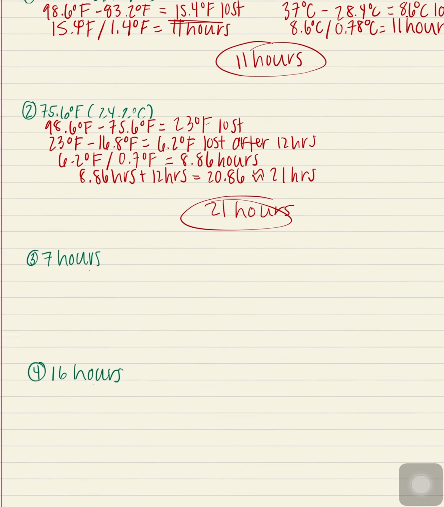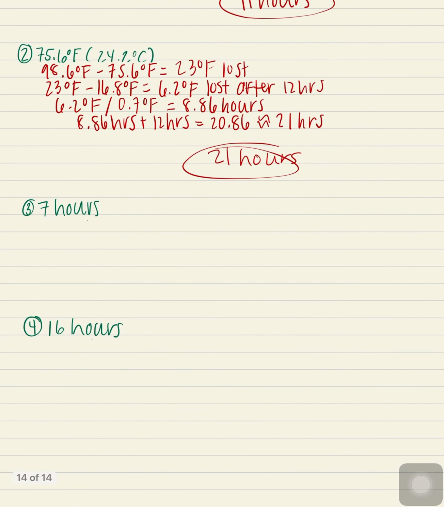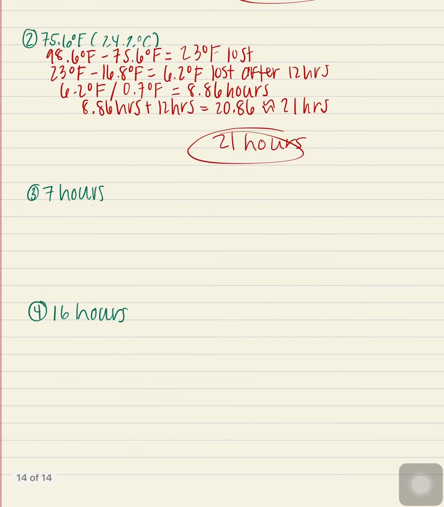So with these types of problems, it's a little different. We're not going to follow the steps up there. We kind of have to use a little bit more thinking, but if you follow the steps from this video, you should be fine. Okay, so 7 hours. So we know that we lose our temperature at, let me write this down, 0.78 degrees Celsius per hour, or if we're working with Fahrenheit, 1.4 degrees Fahrenheit per hour.